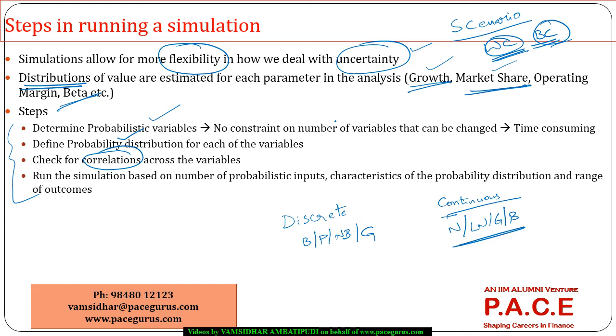And once we have set these 3 things, we will start running the simulation. So we'll take the inputs, characteristics of the probability distribution, and based on that we try to compute the output. And how many simulations we have to run is purely based on what is the level of accuracy or what kind of error tolerance we are planning to have. So the higher the number of simulation runs, the higher the accuracy, and the chance of error is much lesser.